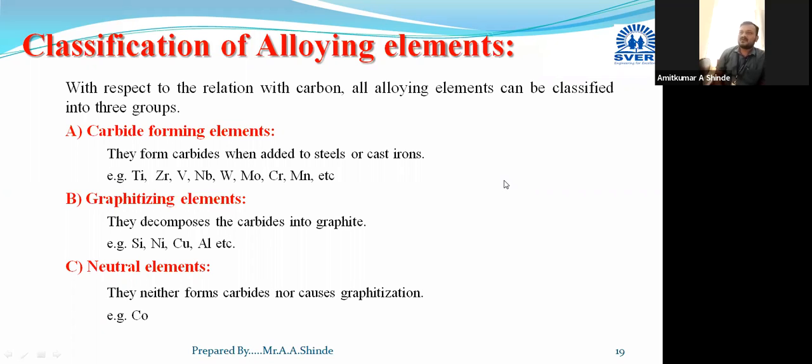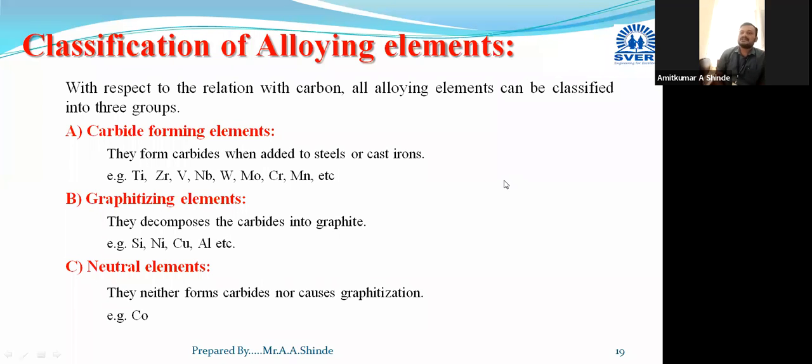Before starting the study of different alloy steels, we will first try to understand the effect of these alloying elements on the steel. When these alloying elements are added to the steel, what changes are going to happen, or what is the effect of that particular alloying element on the properties of steel. Before starting that, first we will understand the basic classification of the alloying elements.